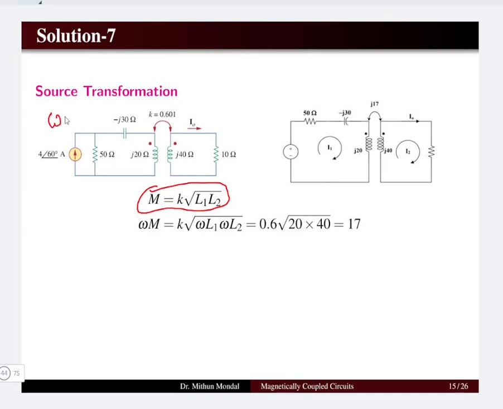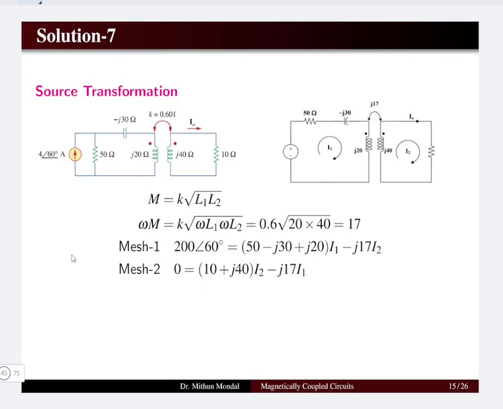we have not been given the value of omega. So we have to develop some method by which we can take the omega into account. So in this relationship, if we multiply omega on both sides, then we can find out the relationship, which is to be 17. The 17 ohms is basically the net reactance due to the mutual inductance.